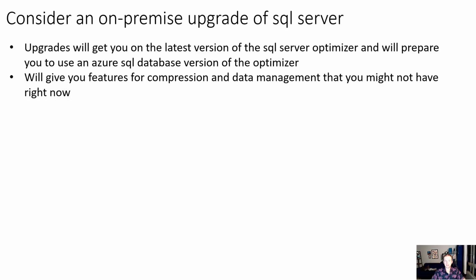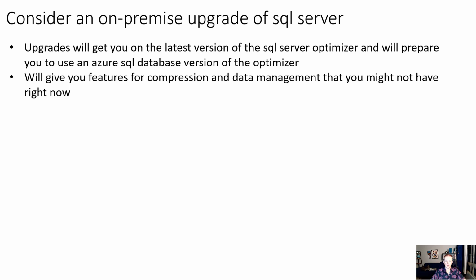You may consider upgrading your on-premise SQL Server to the latest version of SQL Server before the migration. Doing that will give you all kinds of benefits. For instance, you might get better compression, you'll get a better optimizer, and you'll get new features that will help you shrink the database and pay off technical debt.